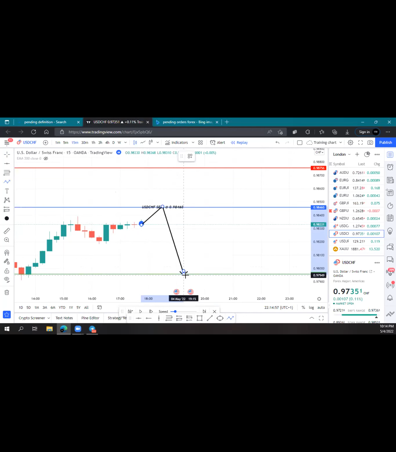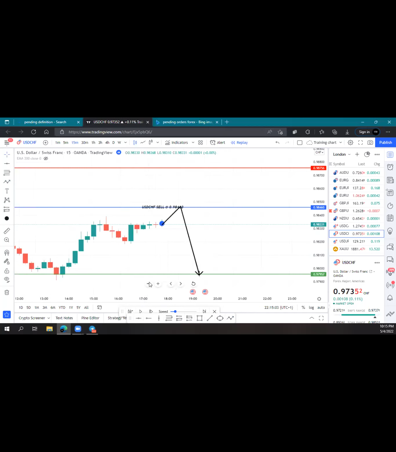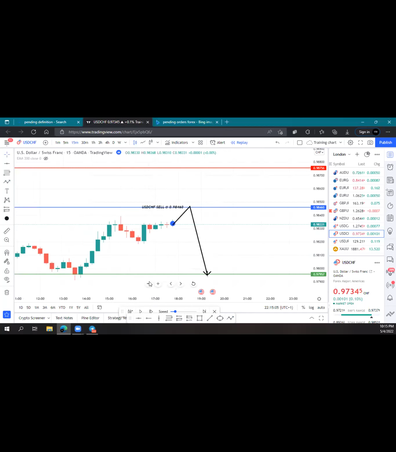This is exactly what we're looking for, right? If we're looking for sales, this is exactly what we're looking for. So like I said, it's not every time they are going to tell you, oh, sell limit, sell stop. They're not going to tell you. You looking at the chart, you should be able to tell what I am supposed to use, right?